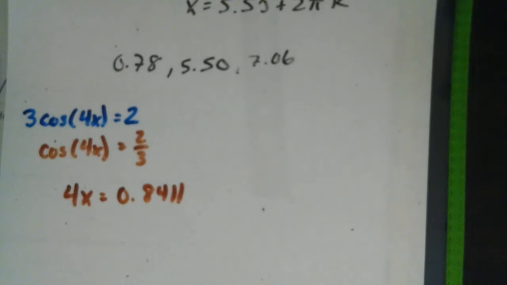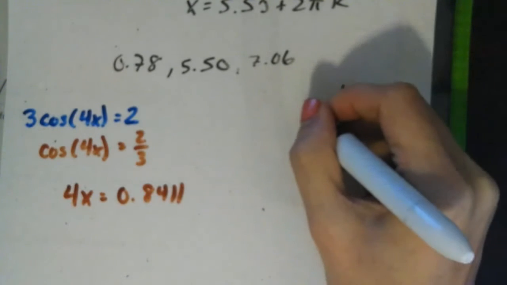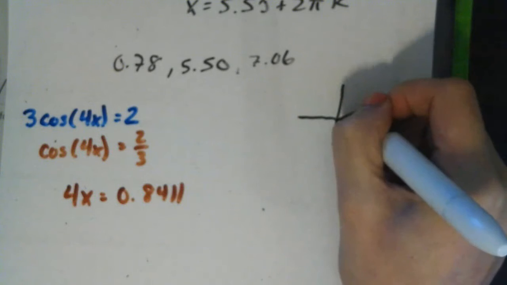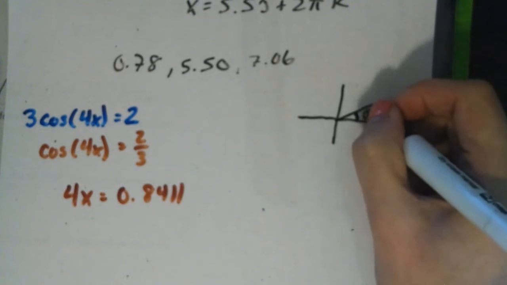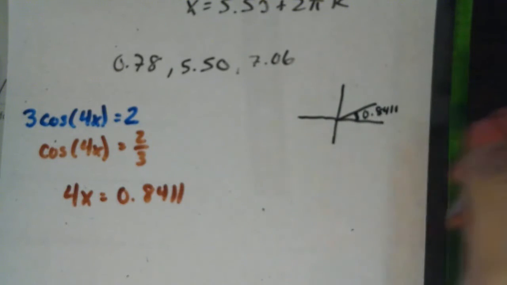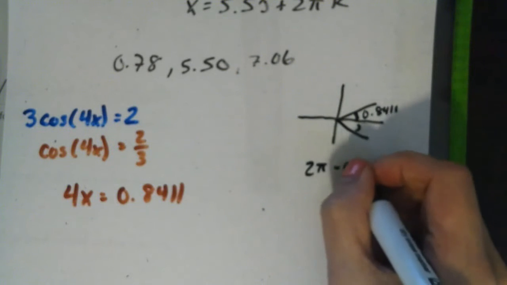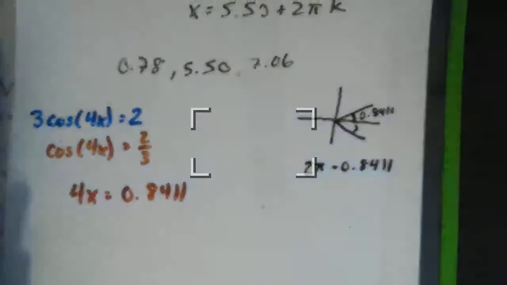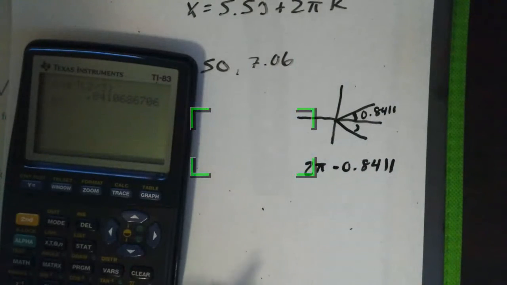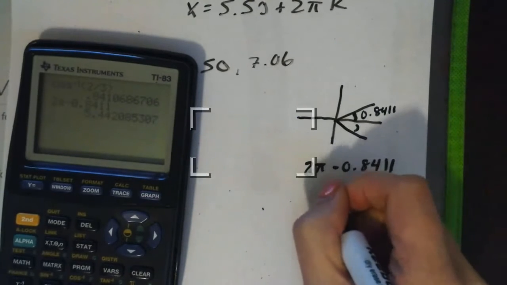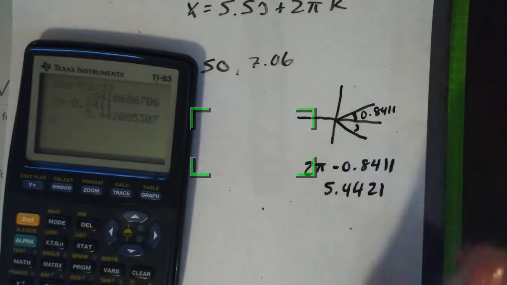So notice that my cosine is positive. I need the answer in the fourth quadrant because that's the other place where cosine's positive. So we know that our little reference angle, because we're in quadrant 1, is 0.8411. To get my fourth quadrant answer, I'm going to have to take 2 pi minus that 0.8411. 2 pi minus 0.8411 is equal to 5.4421.